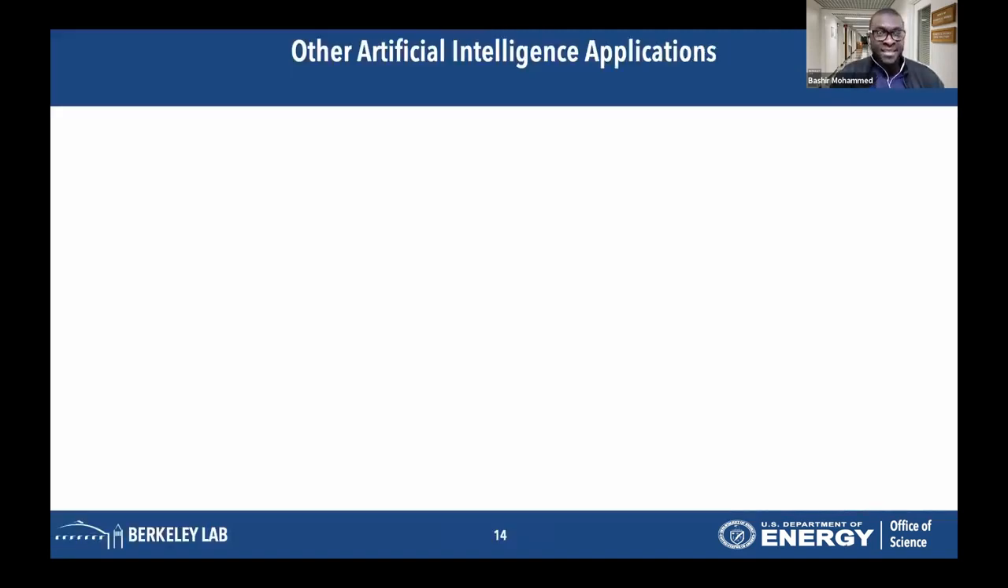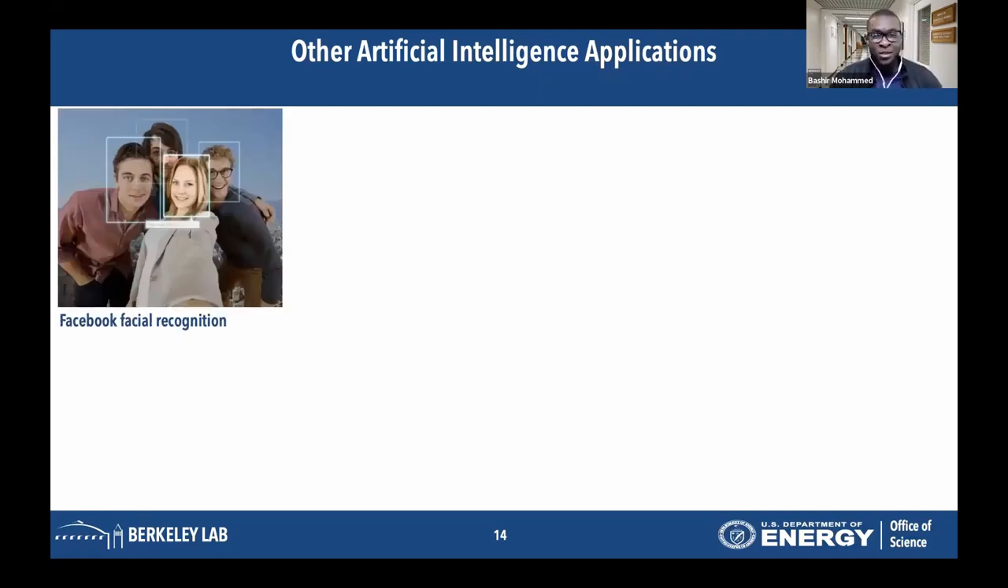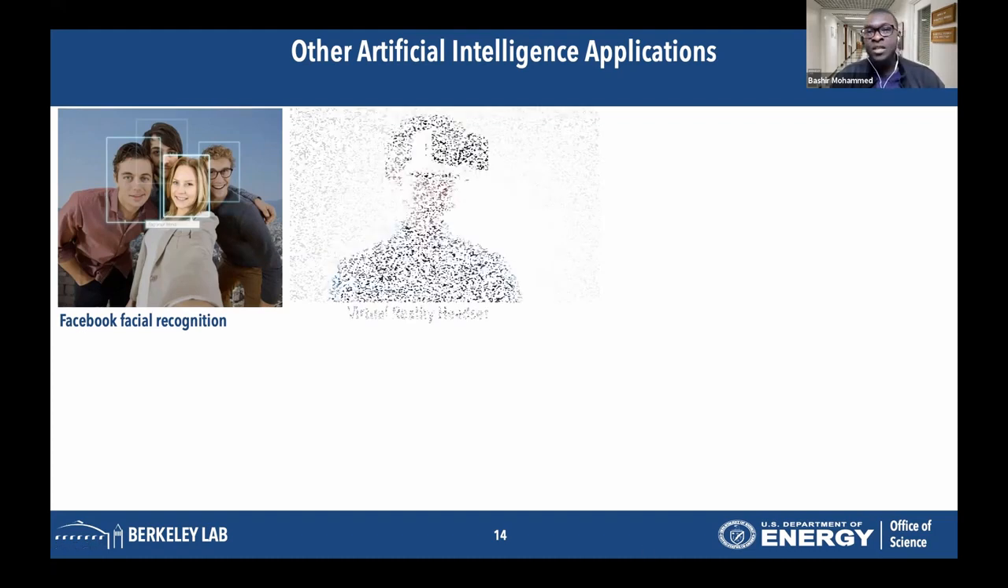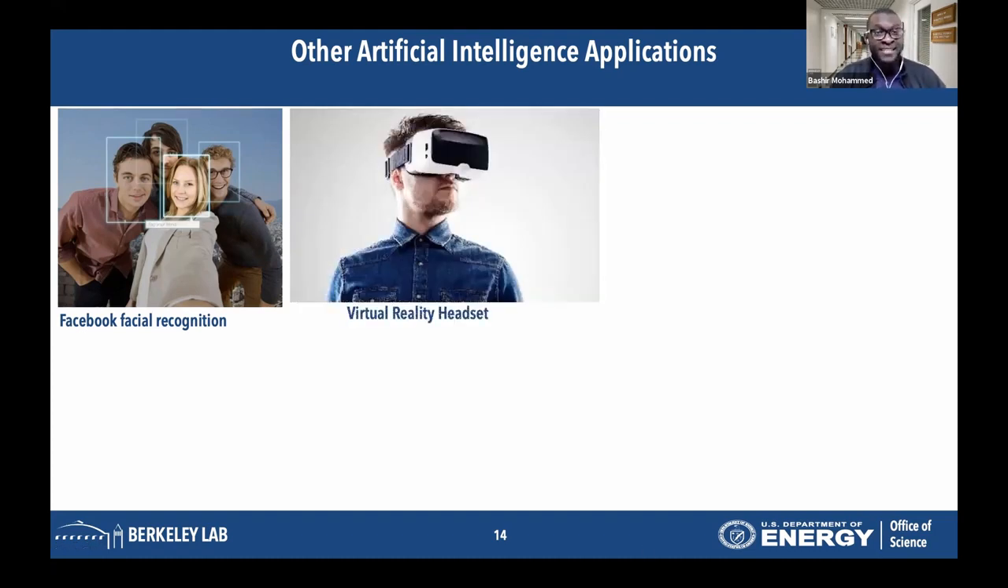The last slide of my talk today will give you an overview of other areas of application of artificial intelligence. The first one is Facebook facial recognition. I believe everyone knows this. When you upload a picture, Facebook automatically knows your friends and tags them automatically. That's machine learning in action. We also have the virtual reality headset.